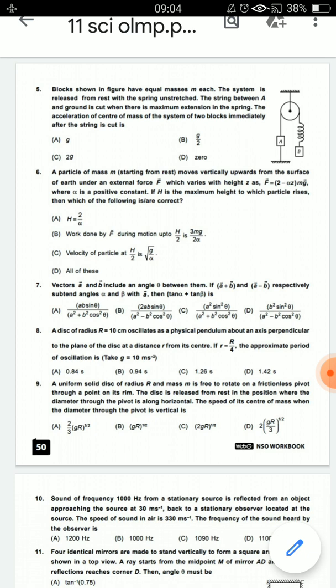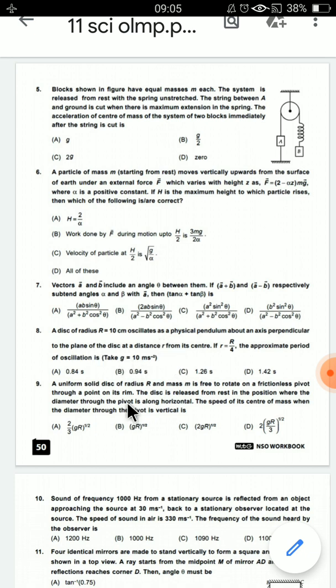In this case, a solid disk of radius R oscillates as a physical pendulum about an axis perpendicular to the plane of the disk at the distance r from the center. If you put in the value, T equals 2 pi root of 9 mR square by 16 divided by mg R by 4. What is m? M is the mass. What is R? R is the distance. What is g? Acceleration due to gravity. So radius is equal to diameter by 4. We put in the values: 9 into 0.1 by 4 into 10. It will come to 0.94 seconds.